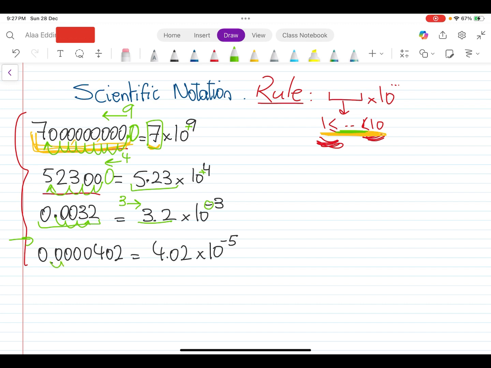Last one, 1, 2, 3, 4, 5. This way I will have a number in between 1 and 10, and the number of steps is 5 to the right, meaning negative 5 on the exponent.